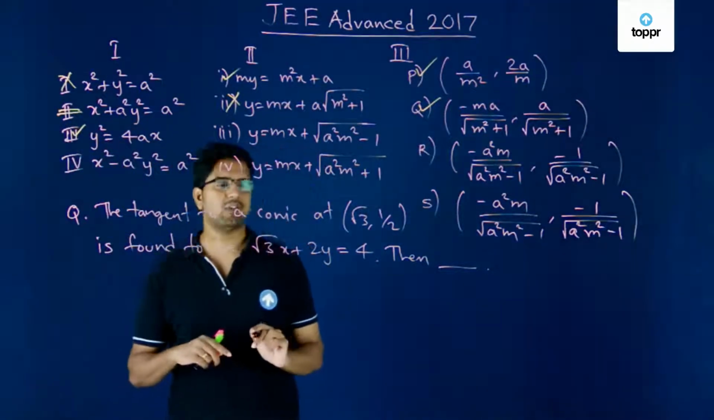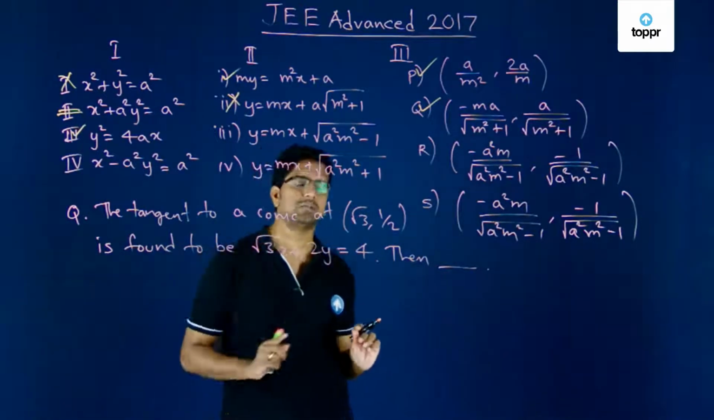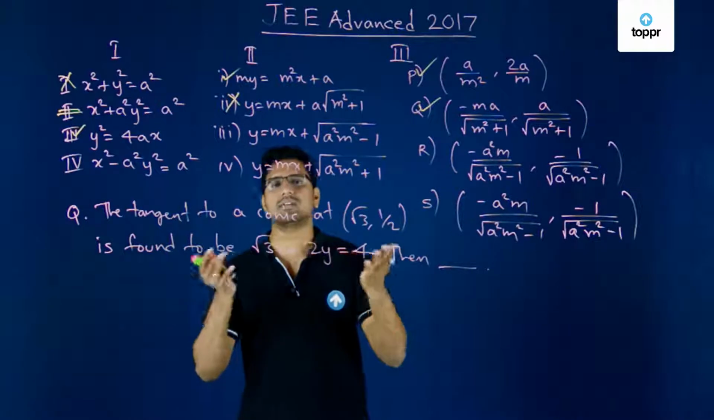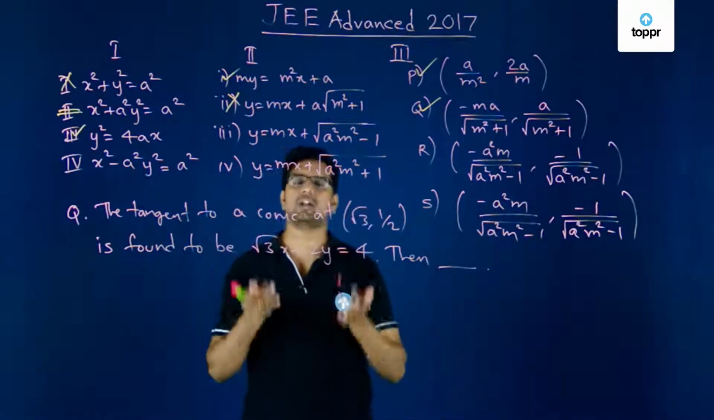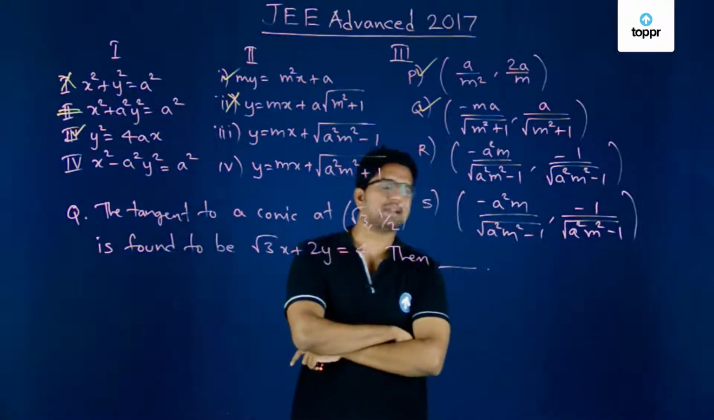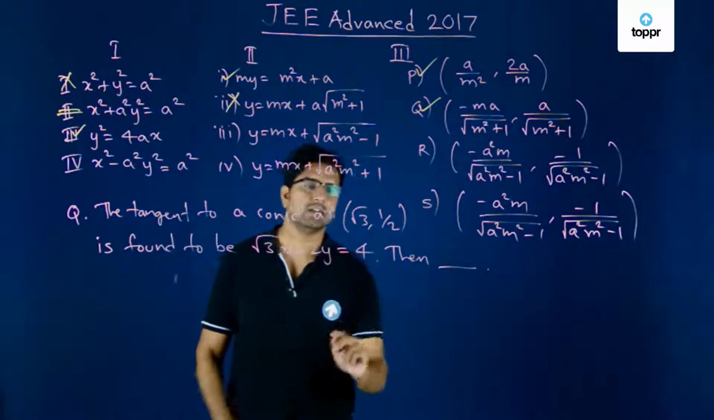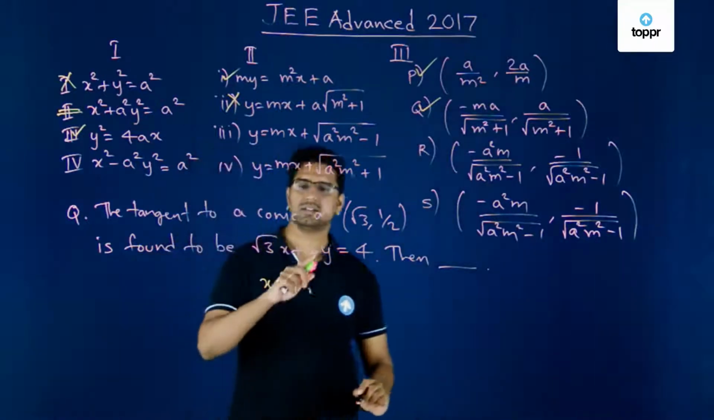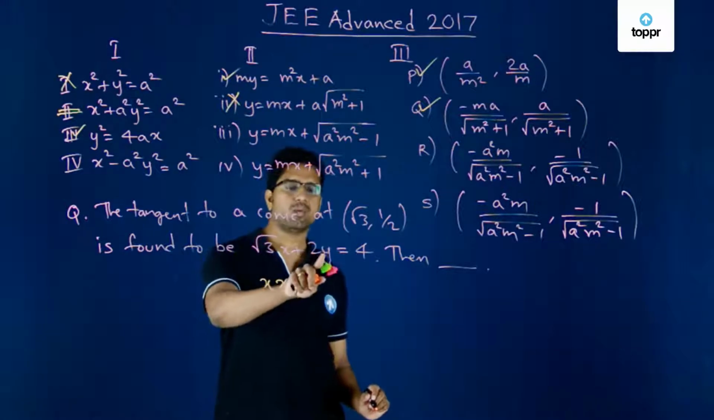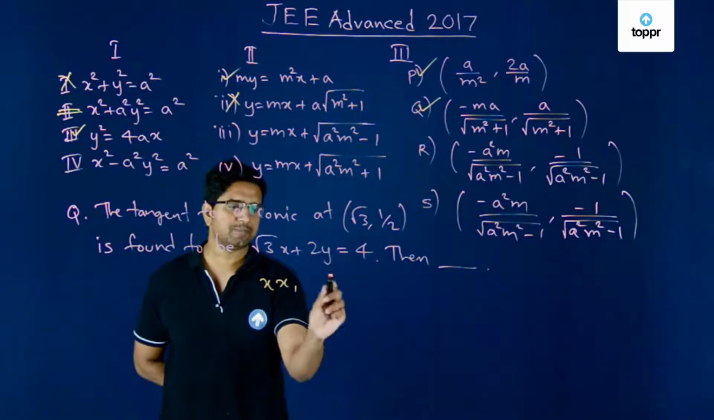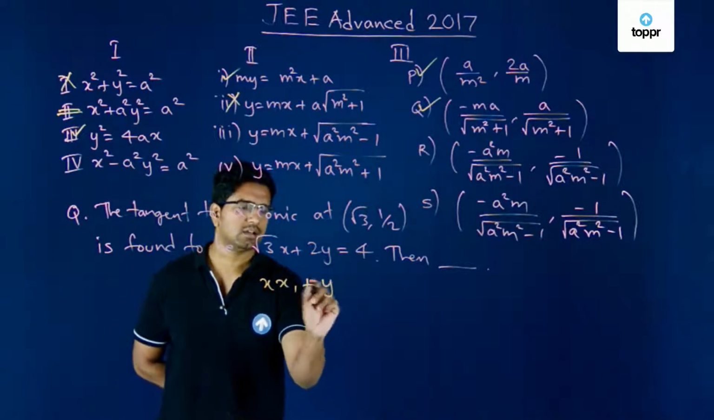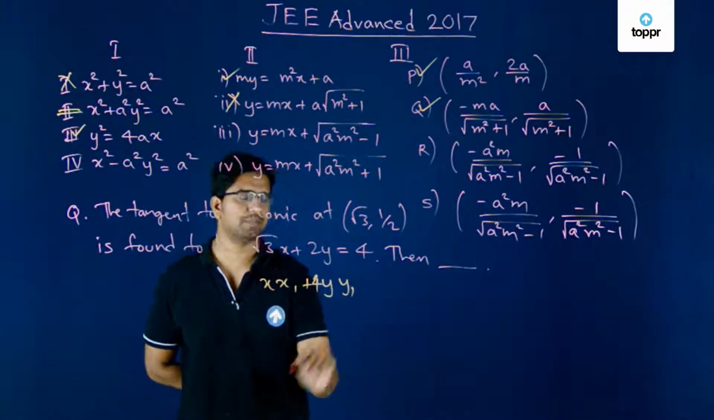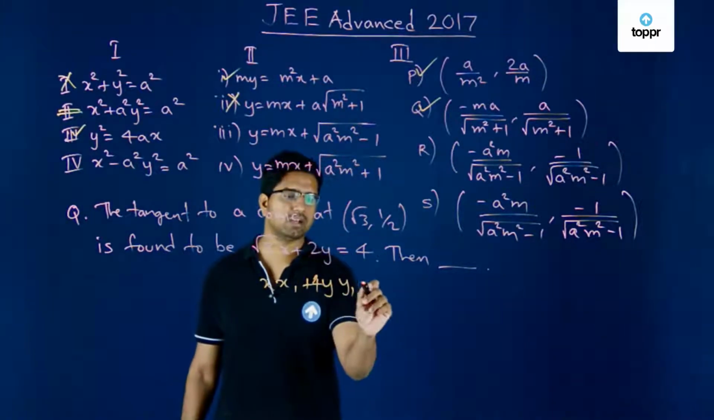Alright, now have a look at this. It is given that at the point root 3, 1 by 2, the tangent is root 3x plus 2y equals 4. If you remember the formula, you can mark the right option straight away, but let's see what can be said. So root 3, 1 by 2 gives x1, y1, and the tangent is x x1 plus 4 y y1 equals 4, because y1 is 1 by 2, but we have 2 here.